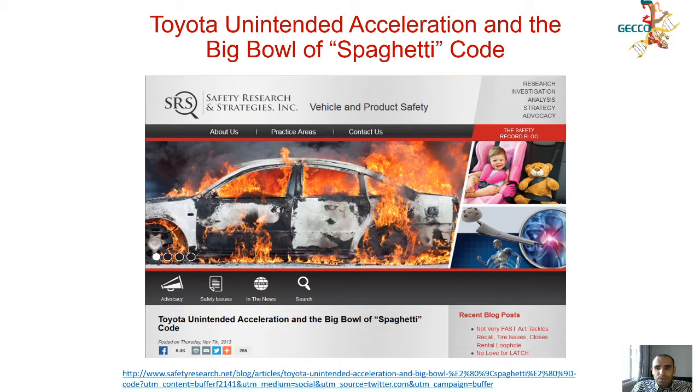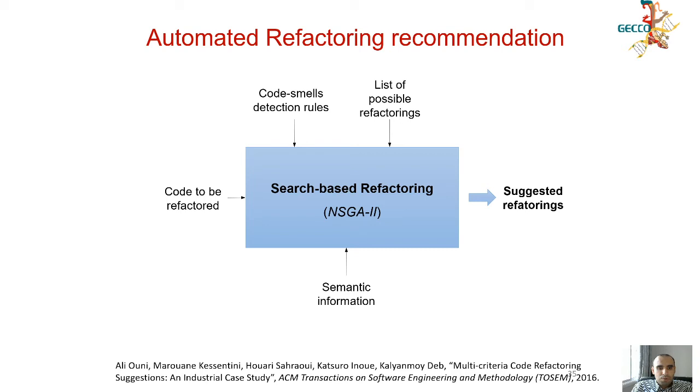So many industrial projects suffer from these code smells and need to find solutions to automatically refactor their legacy code. As an attempt to provide automated recommendation techniques for refactoring, our solution was based on the non-dominated sorting genetic algorithm, NSGA-II. It takes as input the code to be refactored, code smells detection rules, and the list of possible refactoring operations that could be applied, as well as the semantic information from the code, including the vocabulary used. As output, it recommends a set of suggested refactorings that could be applied in the right order by the developers.